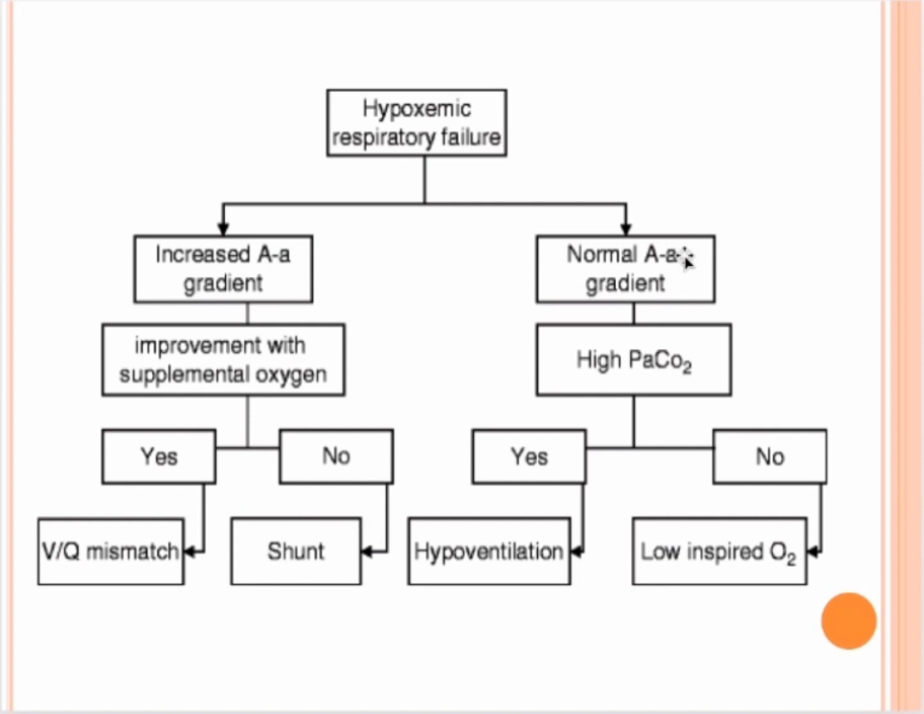If the AA gradient is normal and you get a high PaCO2, so there is a hypoventilation syndrome, then hypoventilation is the cause, and oxygen actually improves the oxygen saturation in this patient. Normal AA gradient with normal PaCO2, then it is a low inspired oxygen, that is in high altitude kind of patients, you get the hypoxemia. So this actually explains the whole story of the mechanism behind hypoxemia.